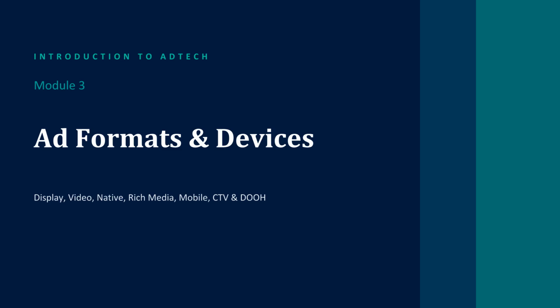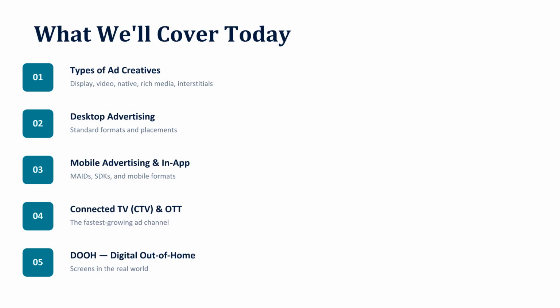You now understand the infrastructure of AdTech, the pipes and plumbing that move ads around. In this module, we're going to talk about what flows through those pipes, the ad formats themselves: what different types of ads exist, how they work technically, and how they vary by device and channel.